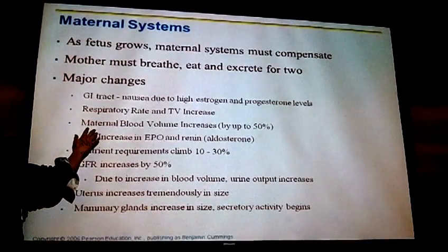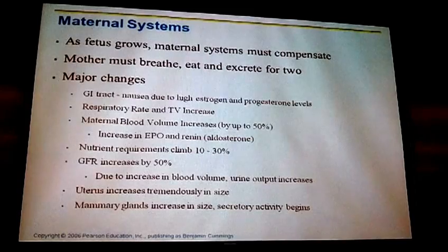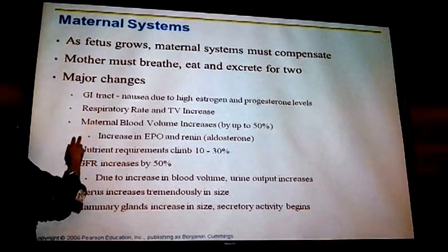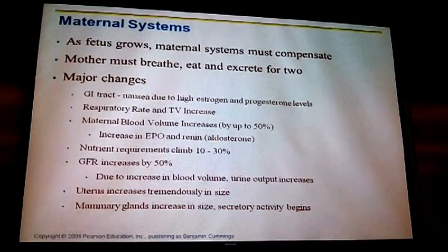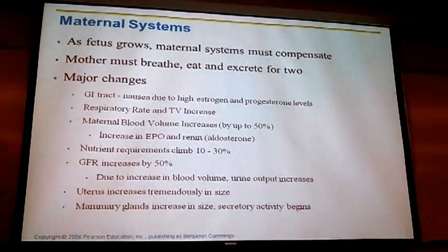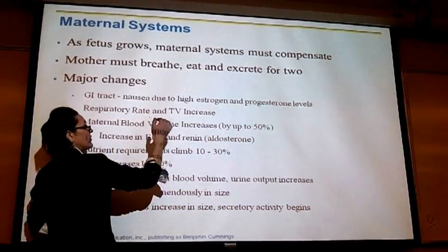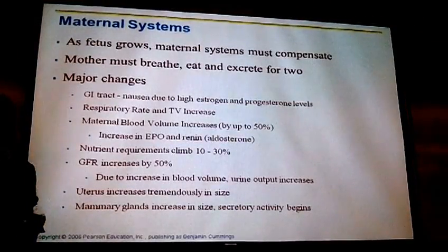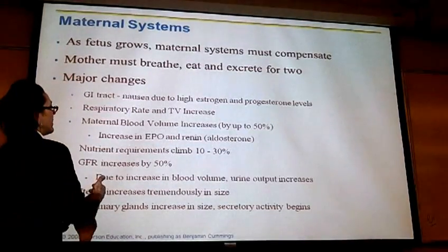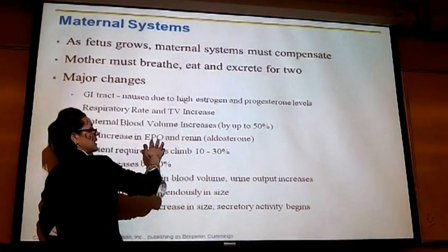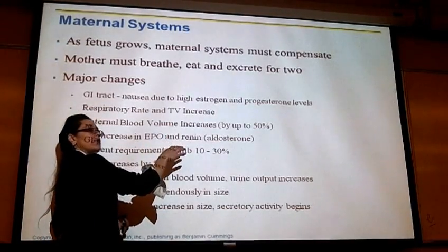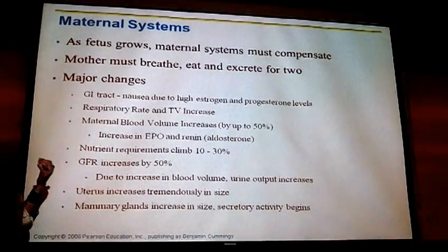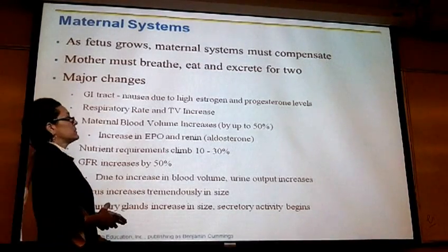Maternal blood volume ramps up, and it can increase by 50%. And this is one of the main reasons that a lot of women that are pregnant have problems with their blood pressure. Just think, if you stick 50% more blood in your blood vessels, your blood pressure is going to rise. Okay? That means that you're going to have an increase in EPO, because if you're increasing blood volume, you've got to make more red blood cells. You're making 50% more red blood cells.